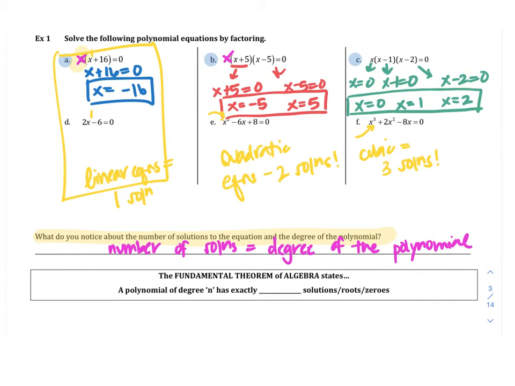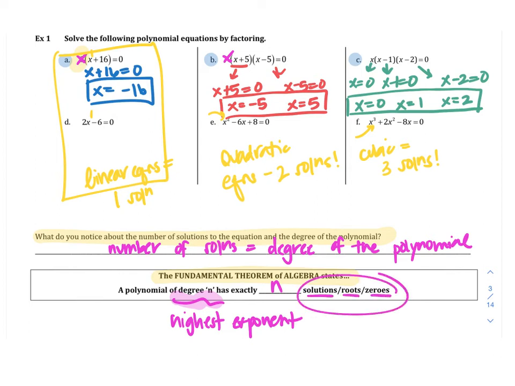Now, this fact has a fancy name. It's called the fundamental theorem of algebra, and I wish we were in class because this is my favorite theorem. And it says a polynomial of degree n, so remember degree, oops, I always do that. Degree is our highest exponent. Okay, means it has exactly n solutions, roots, zeros. These words are all interchangeable. They all mean the exact same thing.